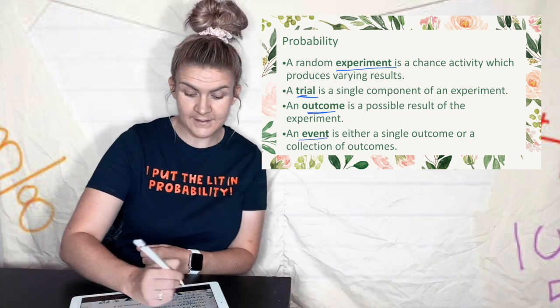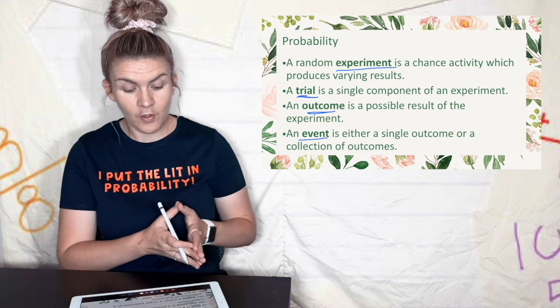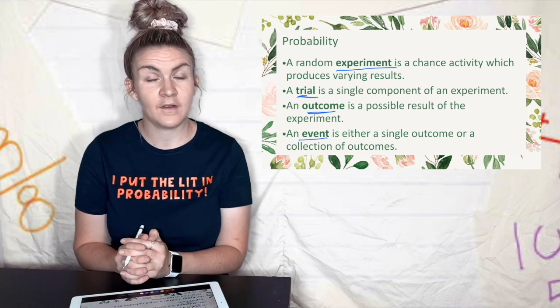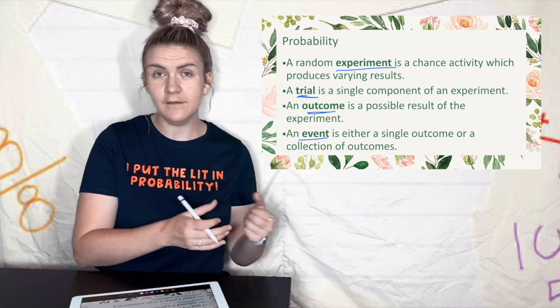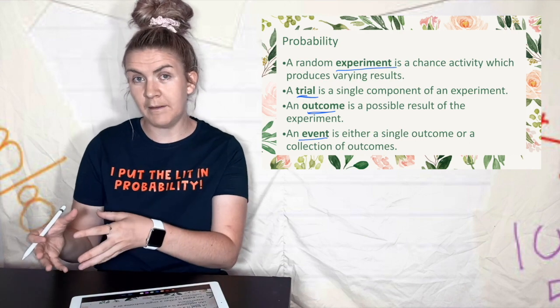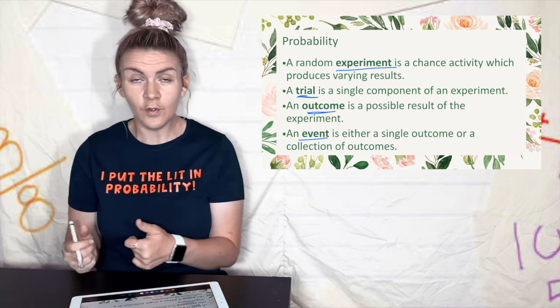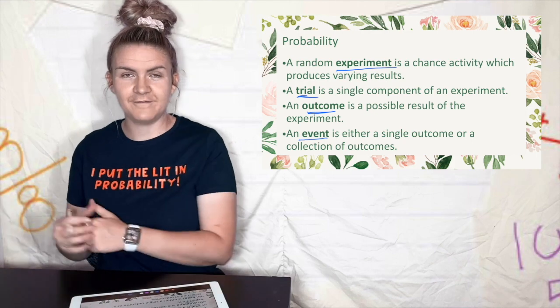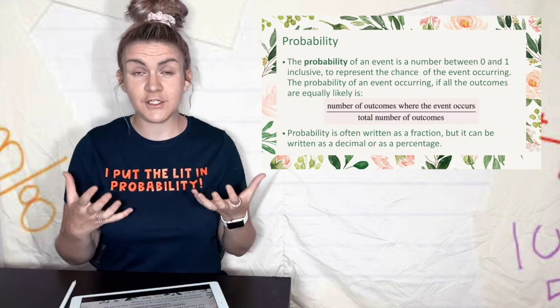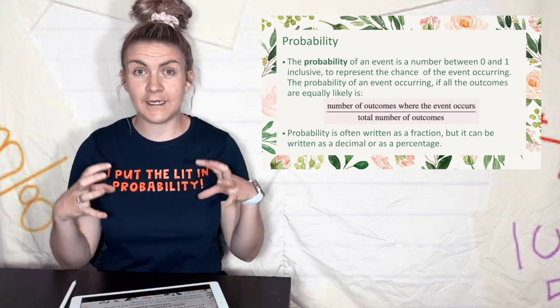And an event is either a single outcome or a collection of outcomes. Our event could be rolling a 3, or rolling an even number, 2, 4, 6, or rolling a 3, 4, or 5. The probability of an event occurring is between 0 and 1 inclusive.